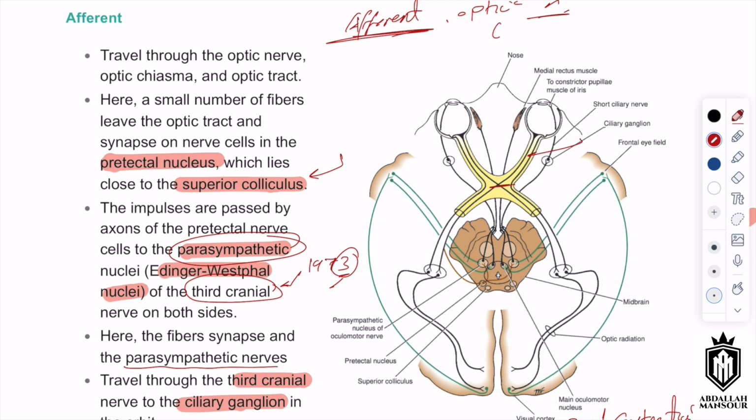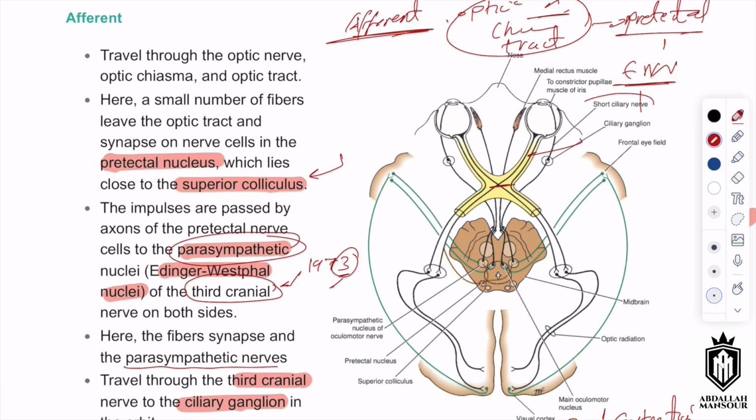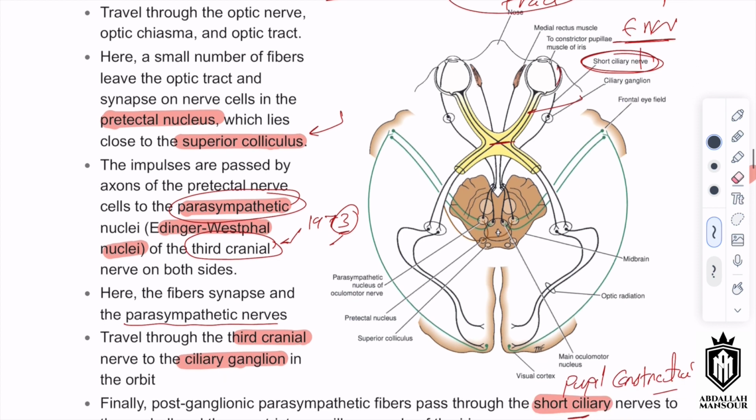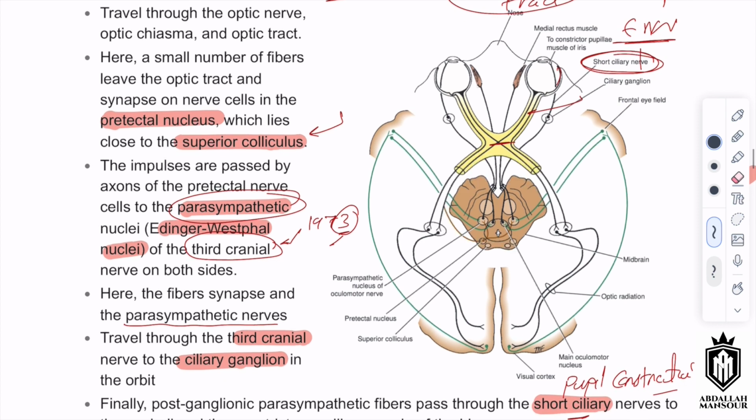and the optic chiasm, and then the optic tract, and then this will go to the pretectal nucleus, and from the pretectal nucleus will go to the Edinger-Westphal nucleus, and then to the postganglionic fibers through the short ciliary nerve right there, and this will cause pupillary constriction on both sides. Okay, pupillary constriction on both sides. And you know that the pretectal nucleus is present in the midbrain.